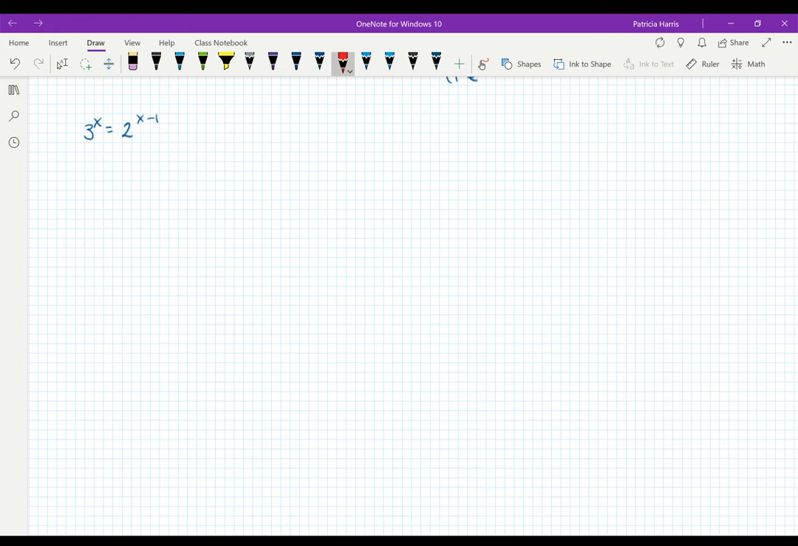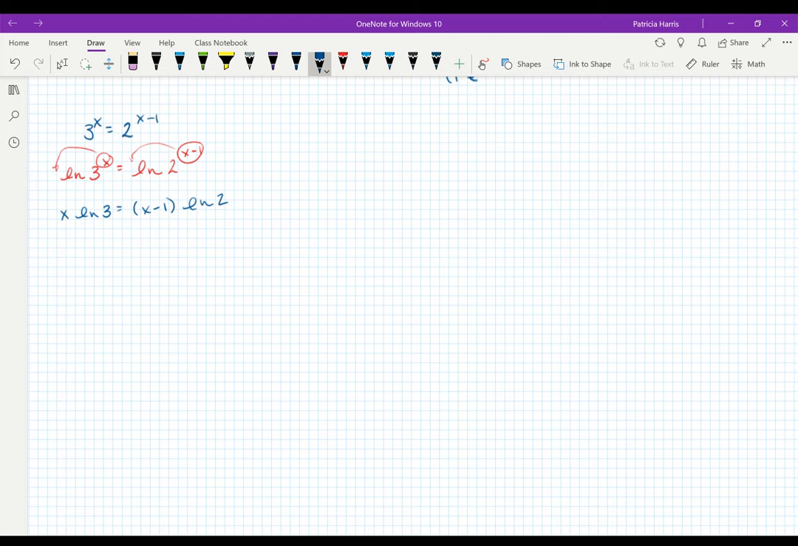Now remember, you can also use log base 10, but I'm going to use natural log because I like natural log. So we're going to take the natural log of both sides. All right, so now what happens is those exponents will come down to the front. So now your equation looks like this. All right, now I want you to remember that natural log of 3 and natural log of 2 are just numbers.